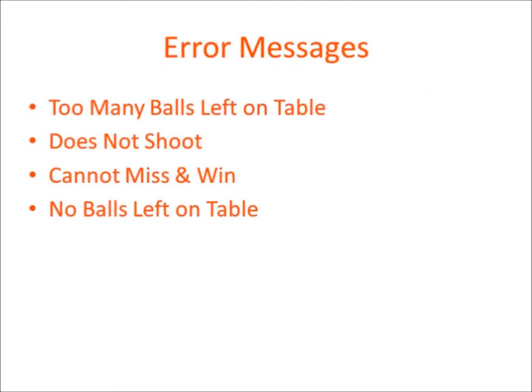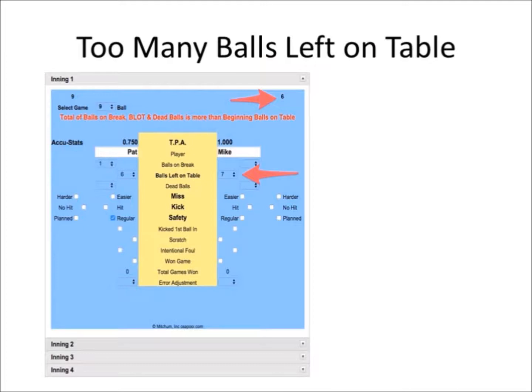Now I'd like to go over 4 different error messages. If you ever see an inning and it has a red message on it, that's an error, and you need to correct it then. There are 4 types of errors. Too many balls left on the table, does not shoot, cannot miss and win, and no balls left on the table. Too many balls left on the table.